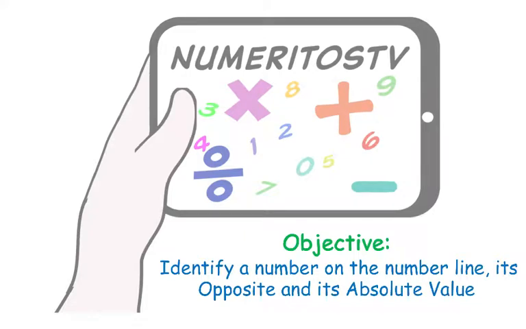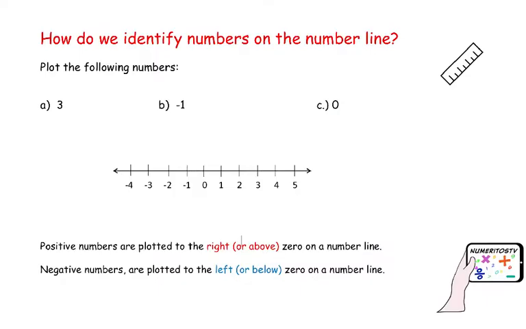Today's objective is to identify a number on the number line, its opposite, and its absolute value. How do we identify numbers on the number line? To plot numbers on the number line, we are going to graph a dot on the corresponding number. So let's do some examples.